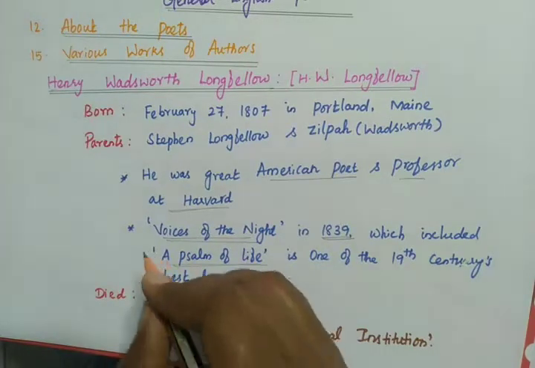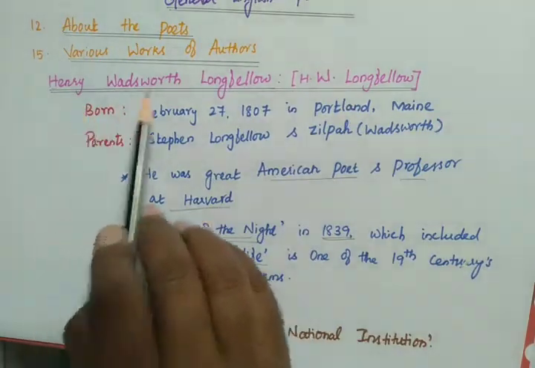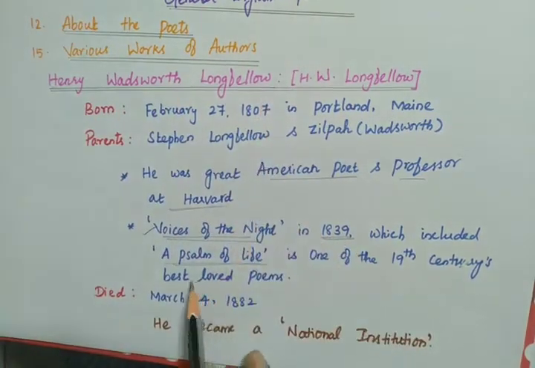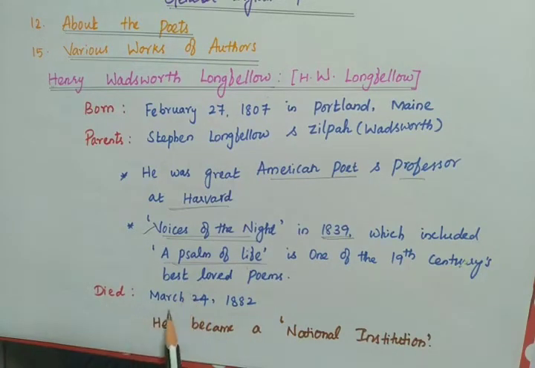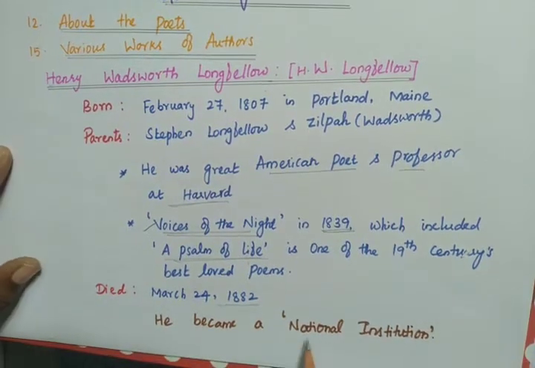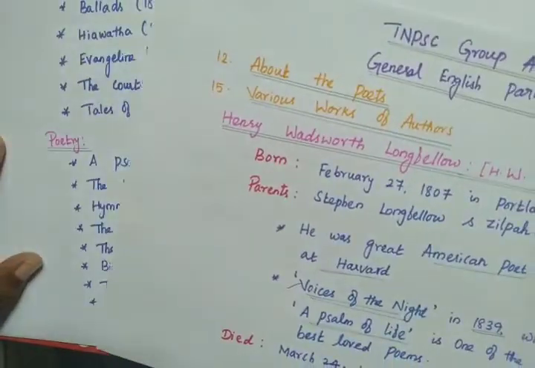So this is an important question, Voices of the Night. You have to remember Voices of the Night. It was written by Henry Wadsworth Longfellow. Next, A Psalm of Life. This is what we have seen in the first question also. Next, he died on March 24th, 1882, and he became a national institution. This is about Henry Wadsworth Longfellow.